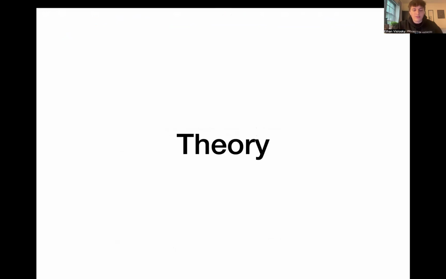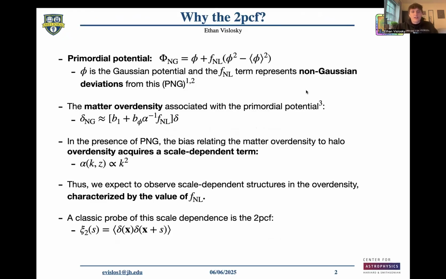Okay, so a quick overview of the theory behind this method. For non-Gaussian initial conditions, the primordial gravitational potential can be described by this equation, defined as phi NG. So phi in this equation, lowercase, is the Gaussian potential, and the FNL term represents the non-Gaussian deviations from the Gaussian potential, and we call this PNG.